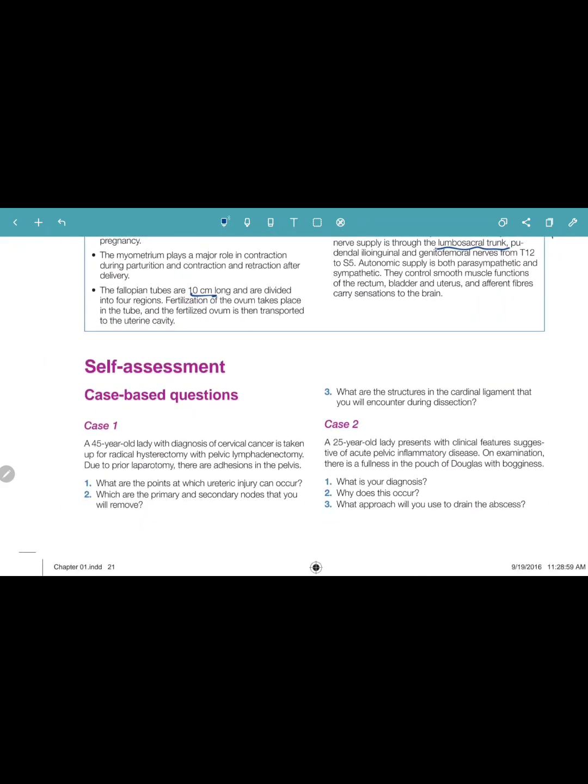So let's see some questions. A 45-year-old lady with diagnosis of cervical cancer is taken up for radical hysterectomy with pelvic lymphadenectomy. Due to prior laparotomy, there are adhesions in the pelvis. What are the points at which ureteric injury can occur? What are the primary and secondary nodes that you will remove? What are the structures in the cardinal ligament that you will encounter during dissection?